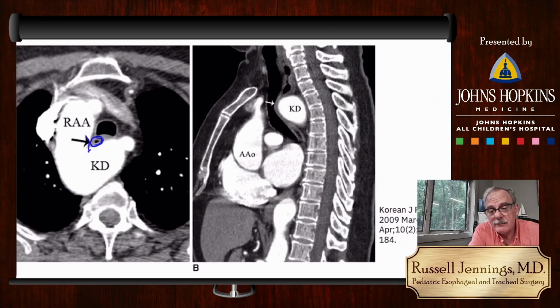This is the right aortic arch. This is the diverticulum of Kommerell, and this is the left subclavian artery. It's the diverticulum of Kommerell that's causing the esophageal and tracheal compression. It's not the aberrant left subclavian artery.